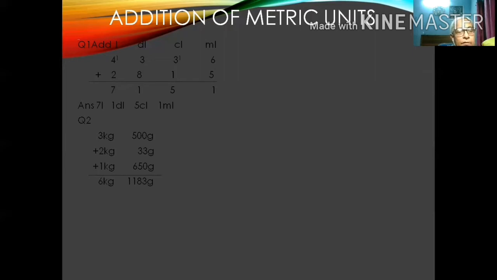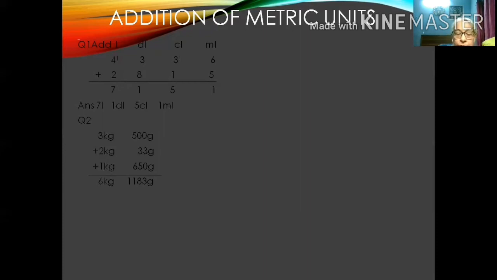Here, kilo also: 3 kg, 2 kg and 1 kg. So now when you add, gram is coming 1183 gram and kilogram is coming 6 kg. But this 1183 gram we have to change into kilogram and gram.